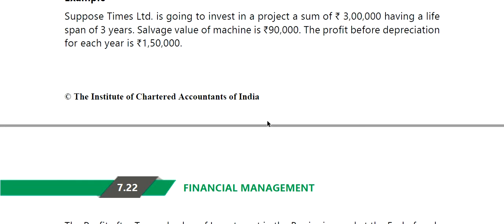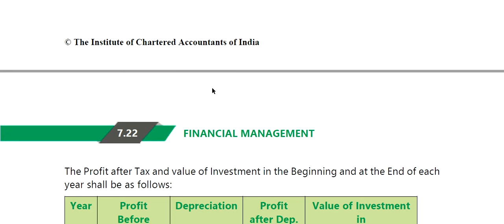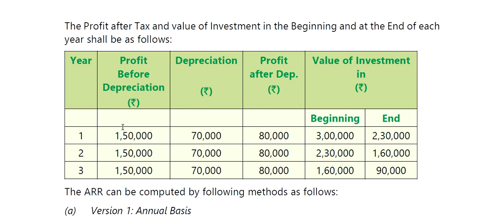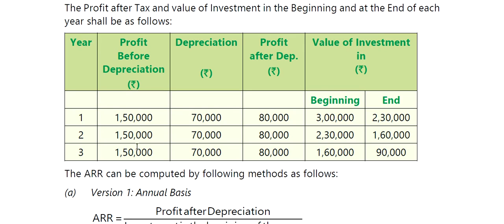Suppose Times Limited is going to invest in a project a sum of 3 lakh, having a lifespan of 3 years. So 3 lakh is a cash outflow, and 3 years is the lifespan of that project. If you sell the machine at the end, you will get 90,000. That is called the salvage value of the machine. The profit before depreciation for each year is 1,50,000.